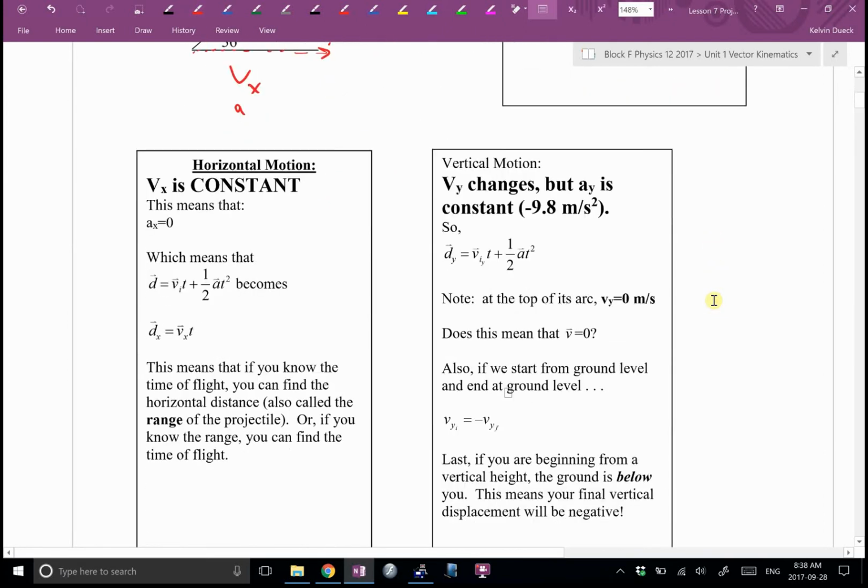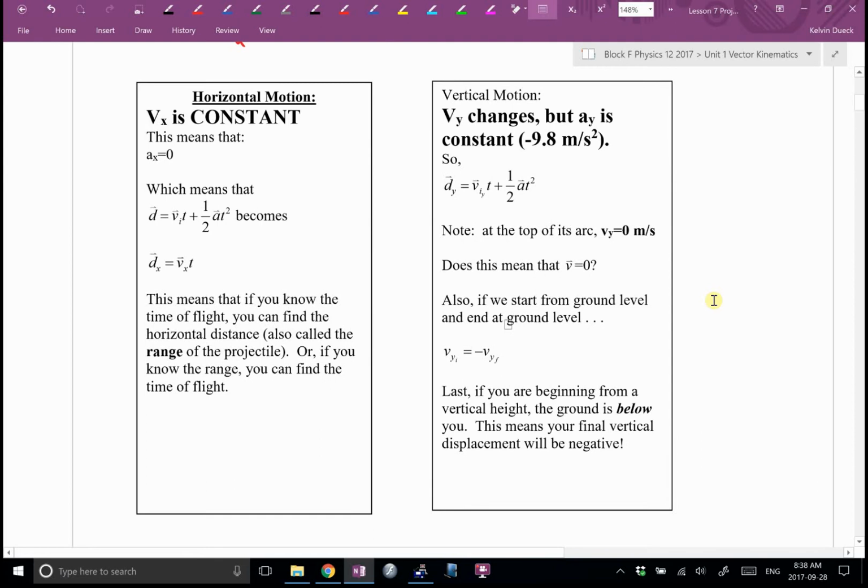Key ideas as well. Here's a summary of what we said so far. Horizontal motion, Vx is constant. Why? Because Ax is 0. That means, by the way, horizontally, d equals vit plus a half at squared just becomes dx equals vxt. That's really nice. If you ever get a chance to solve for time horizontally, you're smiling because the quadratic term, the squared, the one that's going to bite us today, which is going to force us to use the quadratic formula, vanishes if you're dealing with it horizontally.